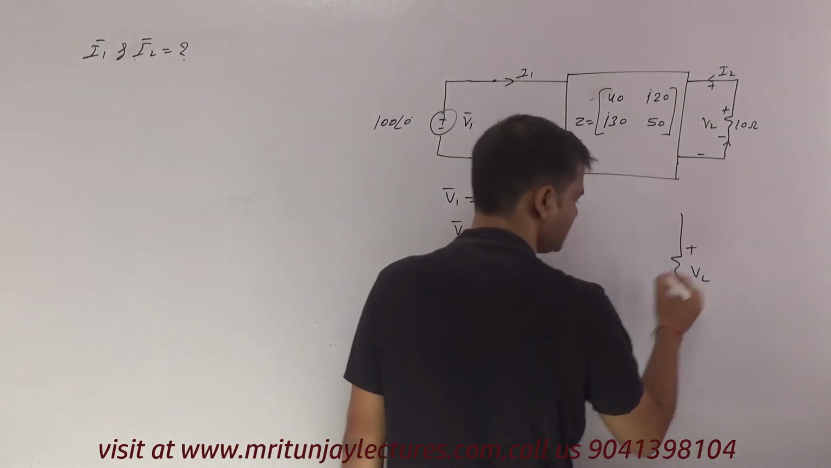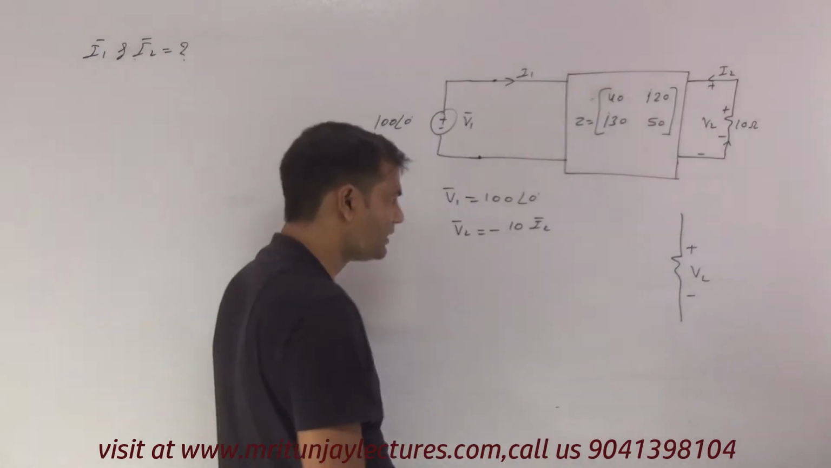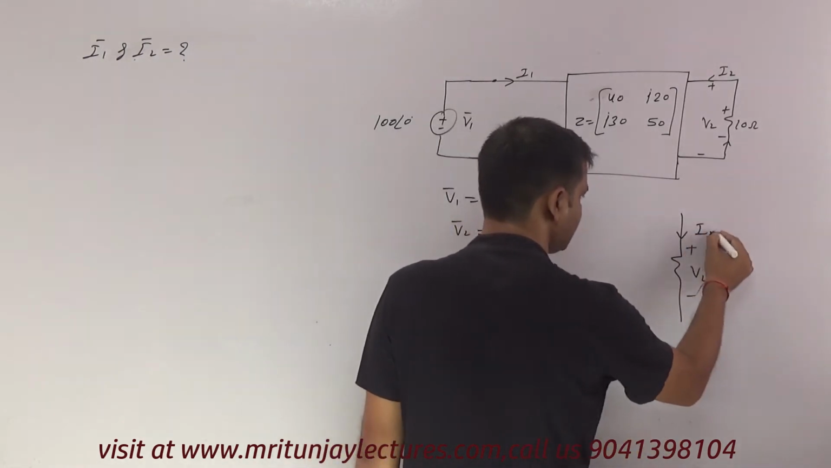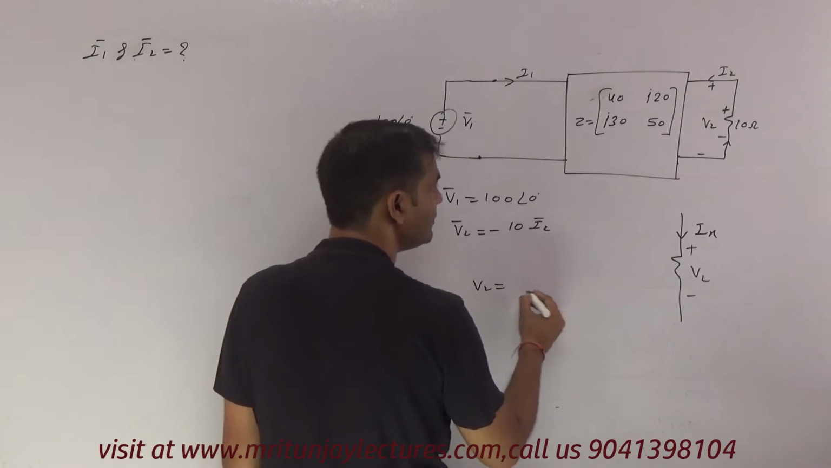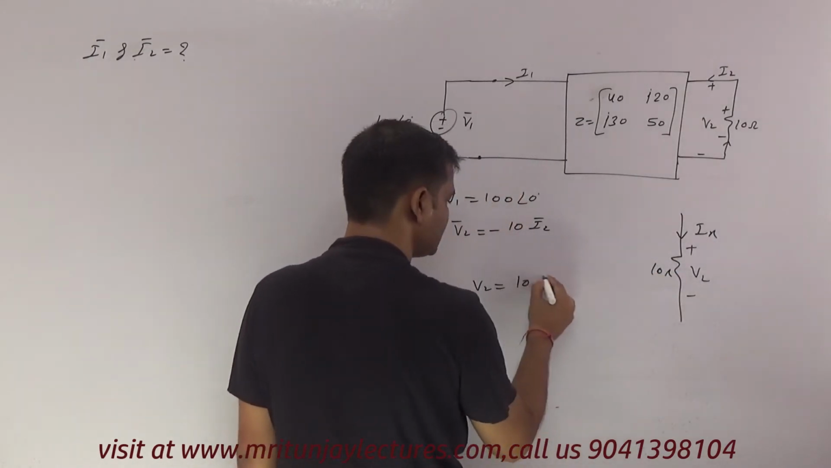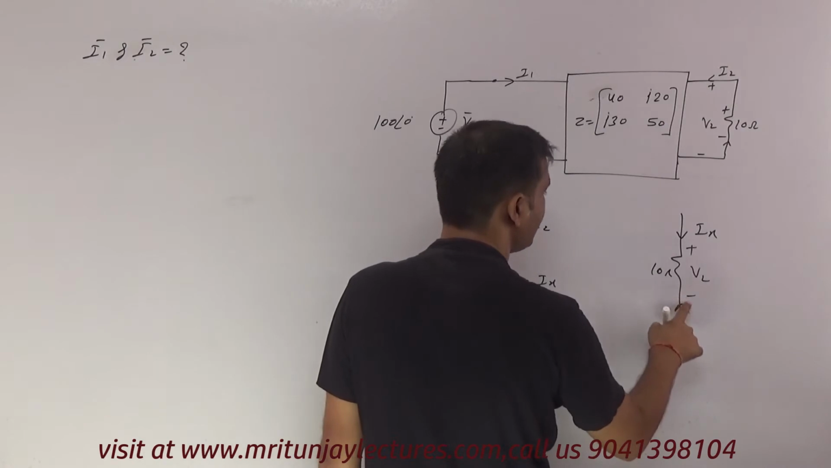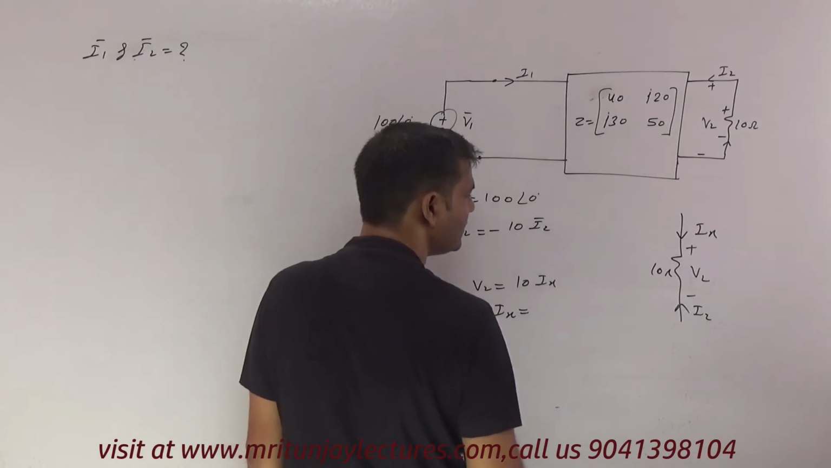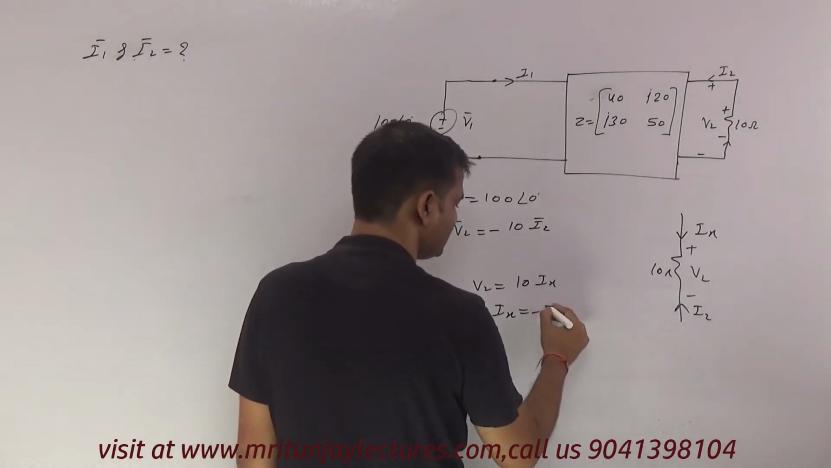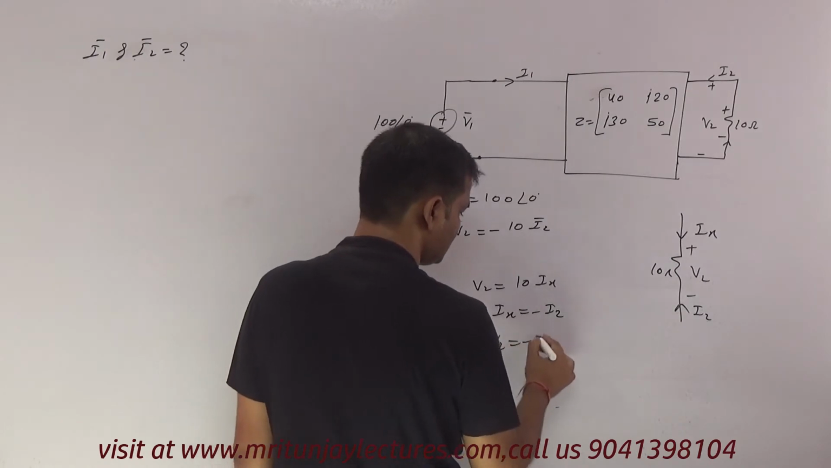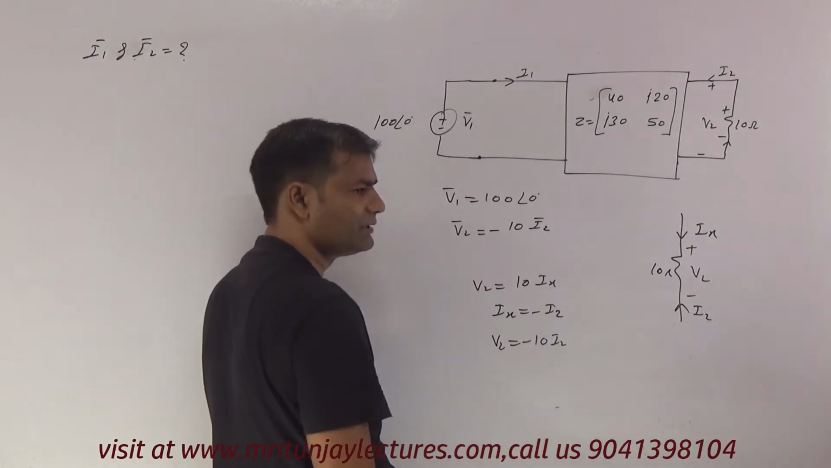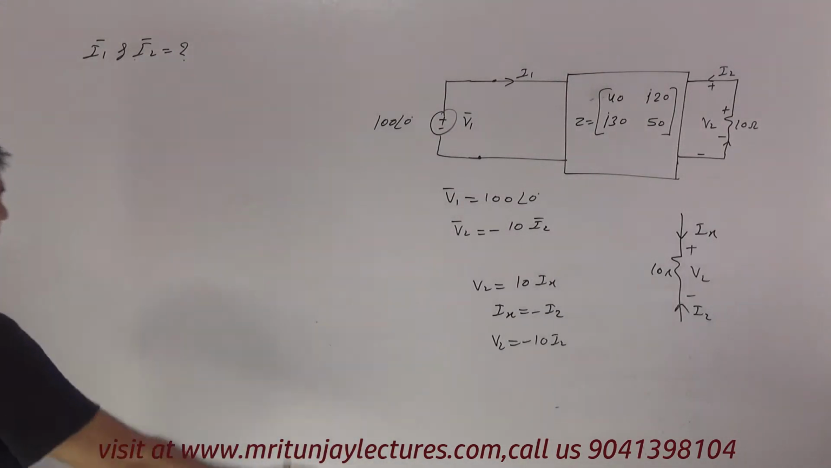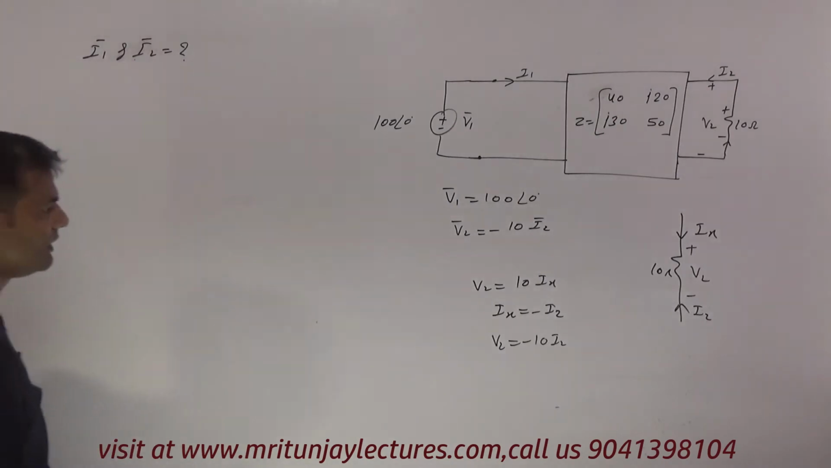If any doubt, then write it corresponding to this one. V2 is positive when current flows from positive to negative. Suppose that is Ix current, then V2 is equal to 10 Ix. But the current flows from negative to positive, that is I2, and Ix is equal to minus I2. So you can say that V2 is equal to minus 10 I2. Okay, very simple. Clear or not? So V1 and V2 are like this.